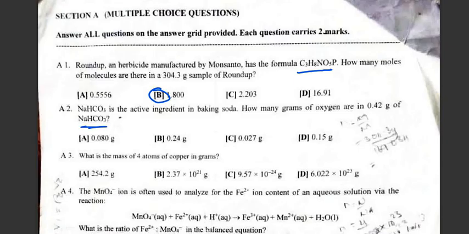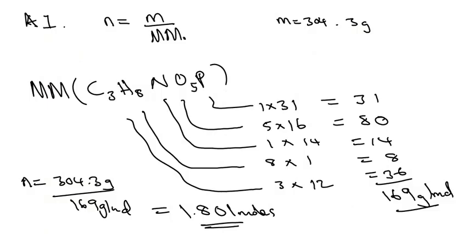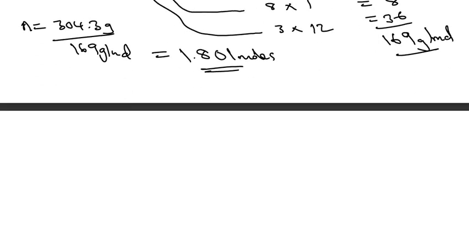So we're looking for the grams of oxygen in this mass that we have been given. Again, you can pause the video and attempt it first before you see how we're going to do it. So A2, we're given NH carbonate. The mass is 0.42 grams.